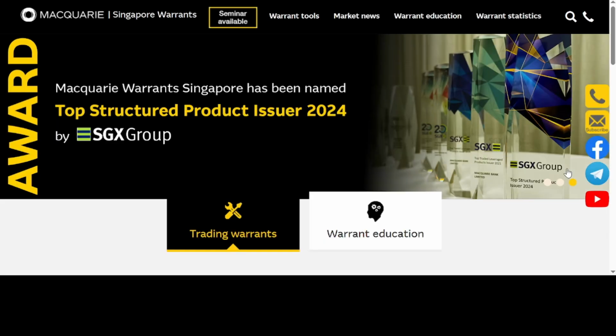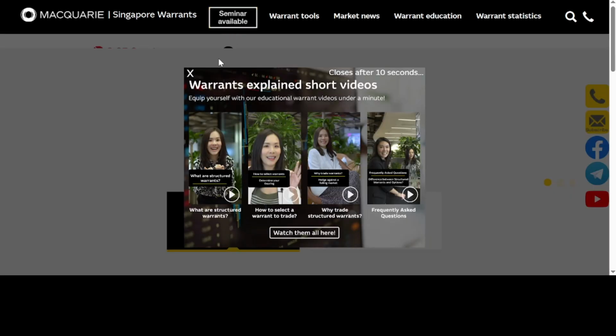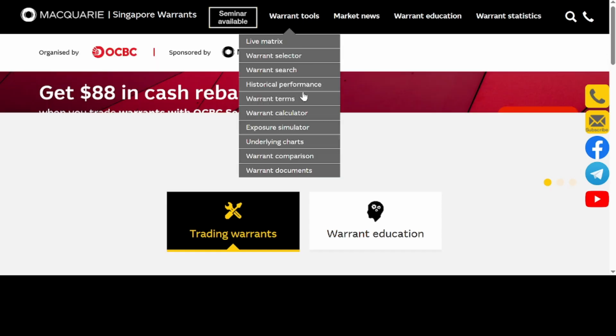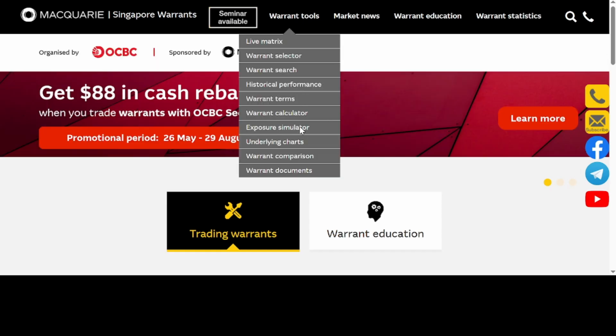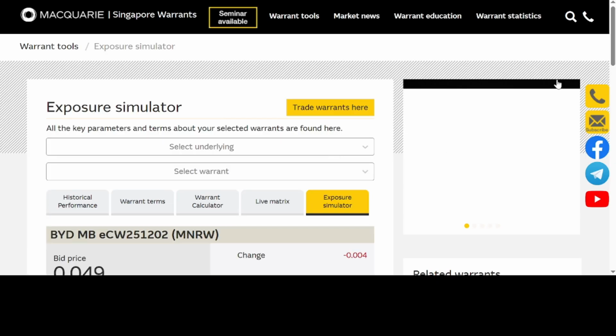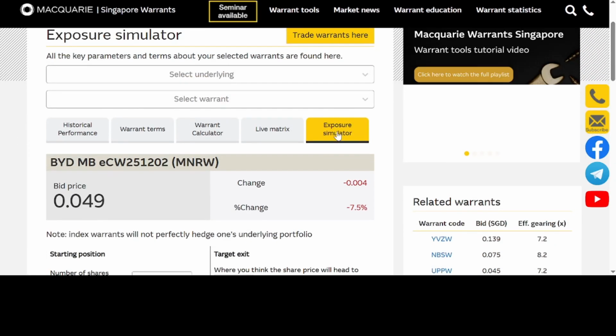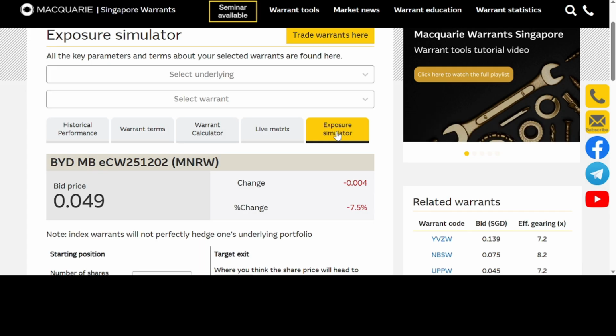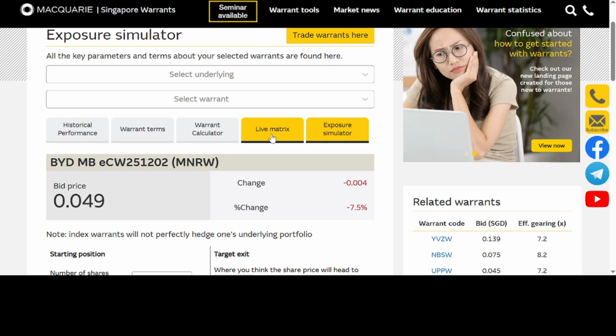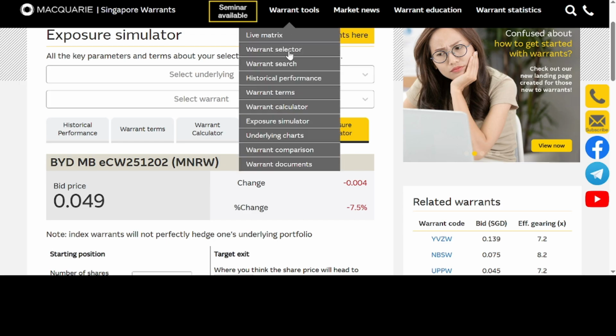We have a new tool to further simplify warrant trading. From the homepage of warrants.com.sg, you will be able to find the exposure simulator under the warrant tools dropdown. On the internal website pages, you can find the exposure simulator next to the tab of the live matrix of a warrant. To use this tool, you need to already know the warrant you are intending to purchase, which you can choose using the warrant selector tool.